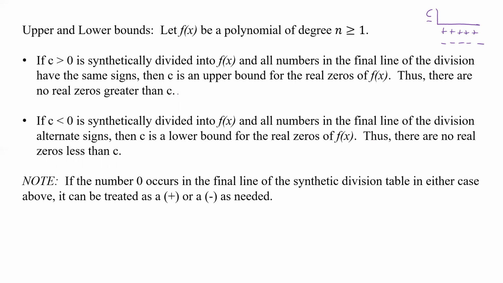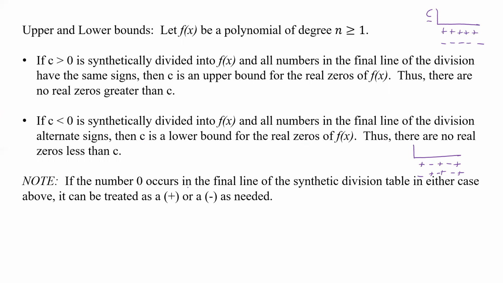Now, if c is less than 0, and we do this synthetic division and find all the numbers in the final line alternate signs. So in this case, they go plus, minus, plus, minus, plus, or minus, plus, minus, plus, minus, plus, okay, alternating. Then it's going to be a lower bound for all the real zeros of f of x. So there's no real zero going to be less than that c, okay?